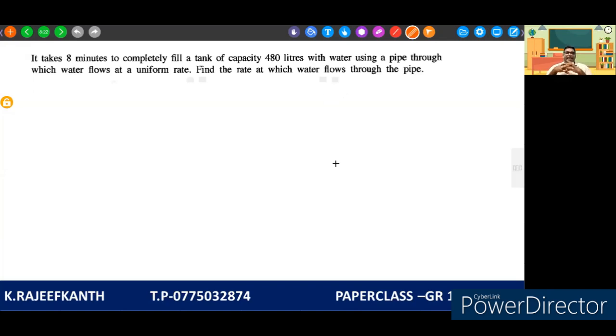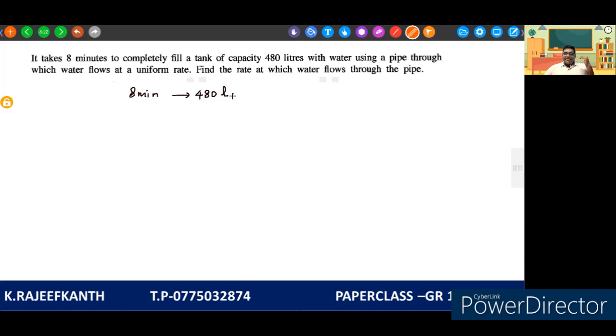It takes 8 minutes to completely fill a tank of capacity 480 liters with water using a pipe through which water flows at a uniform rate. Find the rate at which water flows through the pipe. So here in 8 minutes it completely filled the tank with a capacity of 480 liters. In 8 minutes, the tank is completely filled. The capacity is 480 liters. Now we have to find the rate.